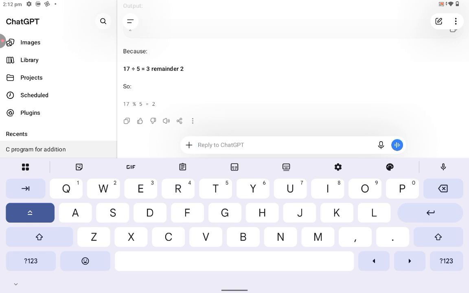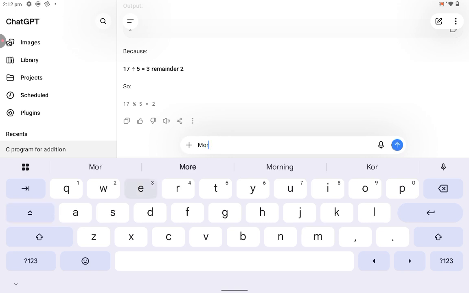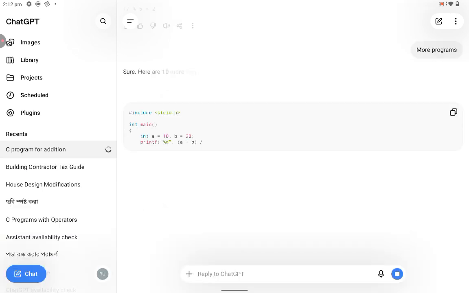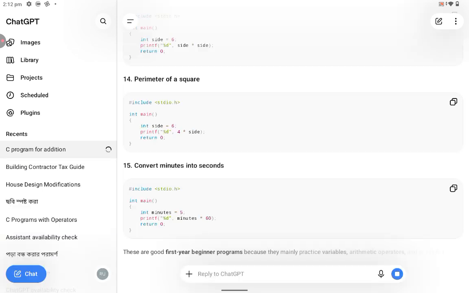So now you can see more programs. Let us take a few more examples here to discuss.